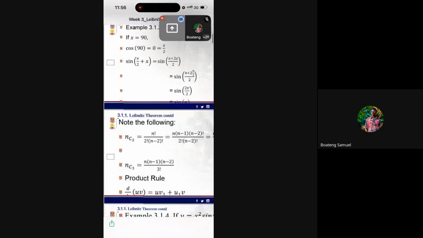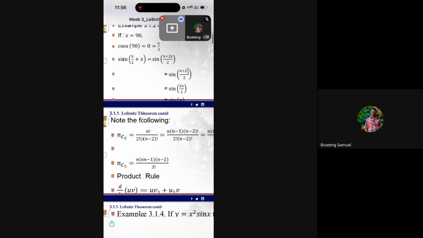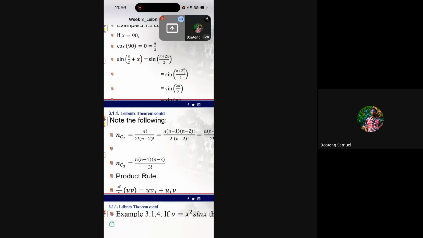So if you look at what I have here, I have n with the exclamation sign, and we call it factorial. So n factorial is n into bracket n minus 1, n minus 2, n minus 3, and we continue like that. So n combination 2, for instance, will be n factorial divided by 2 factorial into bracket n minus 2 factorial.